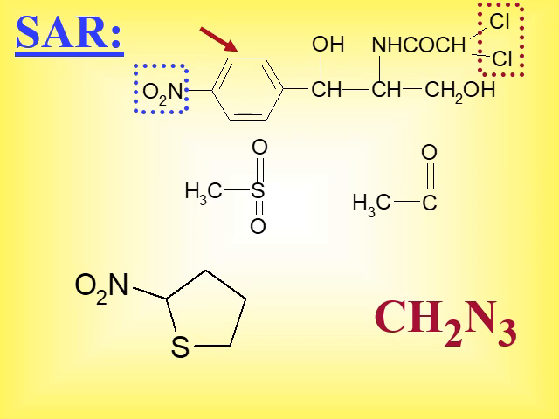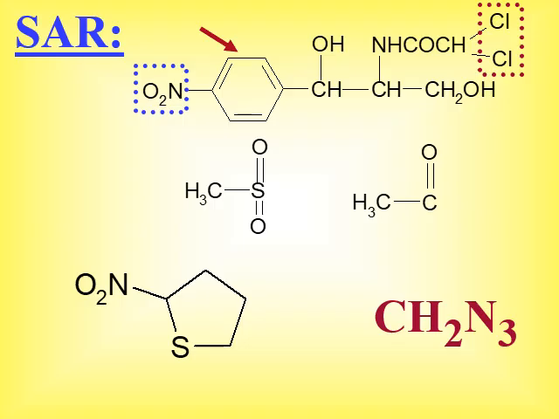But it is less active. So the benzene ring must be a benzene ring. If you replace it by an isostere of the phenyl group, it will still be active but less in activity. Concerning the two chlorine atoms, if you replace them by a dibromo group, it is still active.